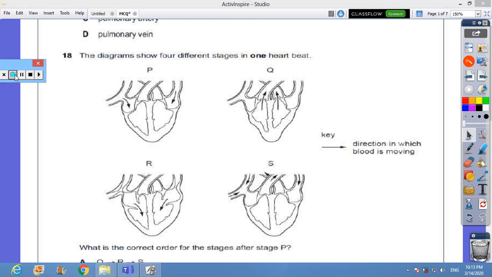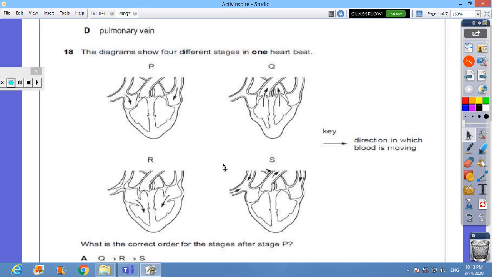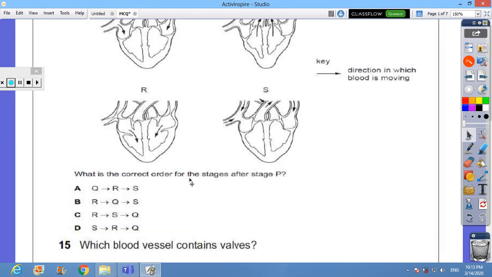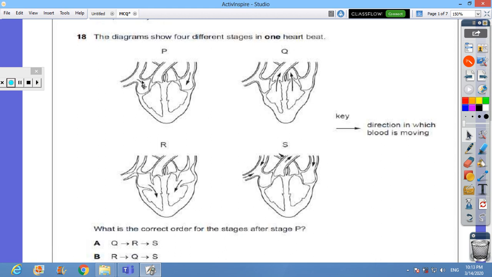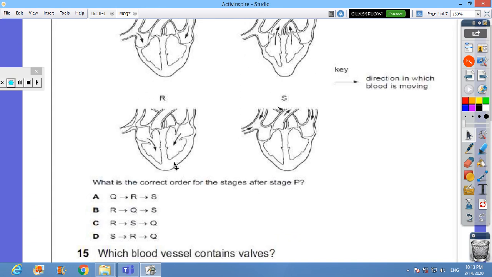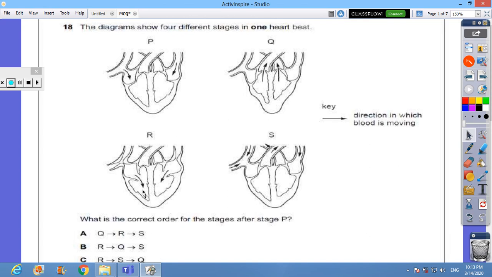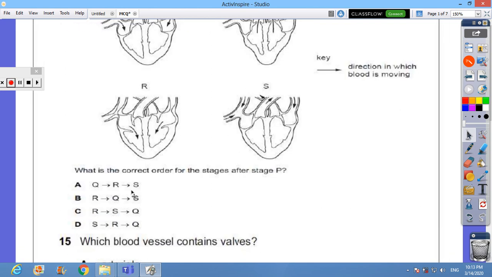The diagram shows four different stages in one heartbeat, PQRS. What is the correct order for the stages after stage P? After the two atria receive the blood, they should squeeze it to the ventricle. That's why R makes sense. So PR. After P, we should have R. That's why we have either B or C. After the blood is in the right and the left ventricle, it should be squeezed out of them. So Q makes sense. So after R must come Q. That's why answer B is correct.